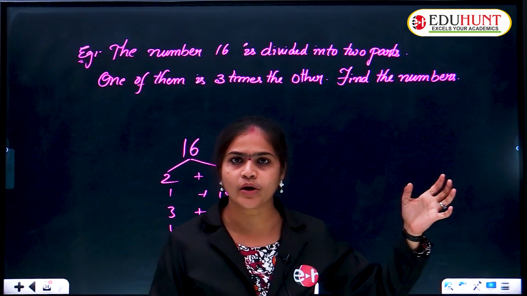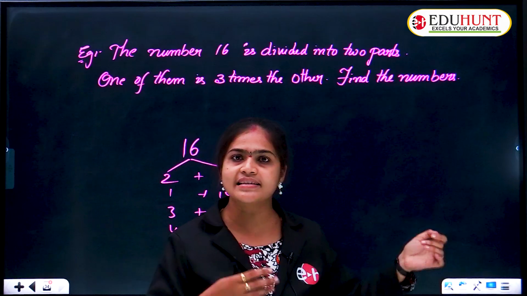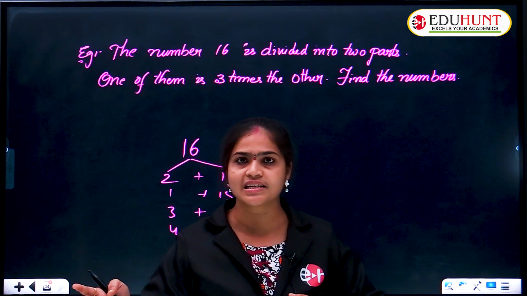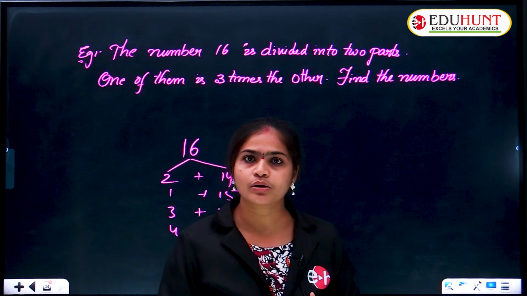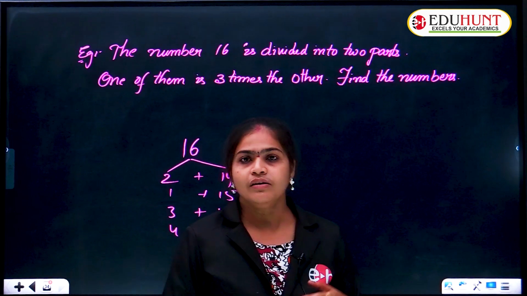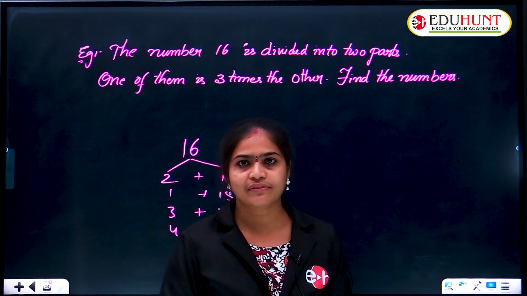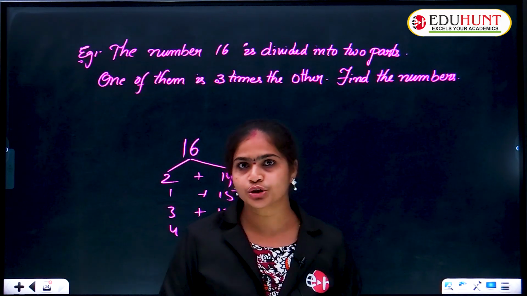So second step, what is that? Identify the unknown quantity. The unknown quantity is the other number. The first number also we don't know, and the second number is 3 times the first number. So the first number is the unknown quantity. Third step, what I told you, is that instead of the unknown quantity, you can take any variable. So for that first number you can take any variable. Next, form an equation related to the given question.